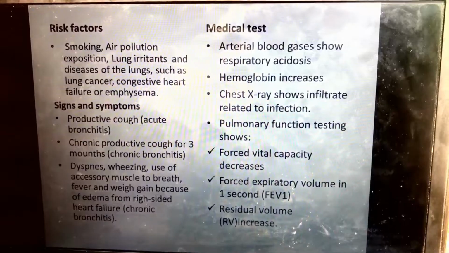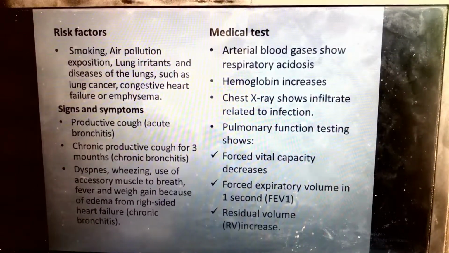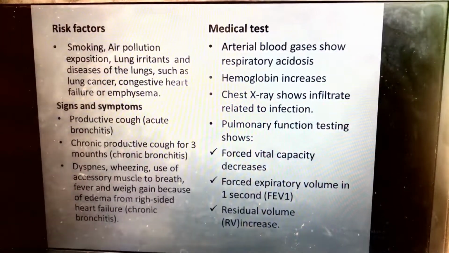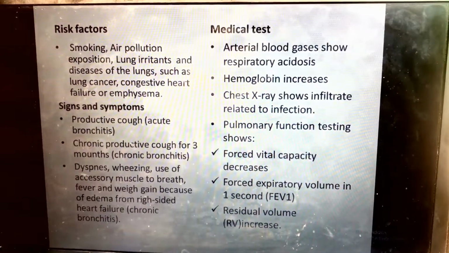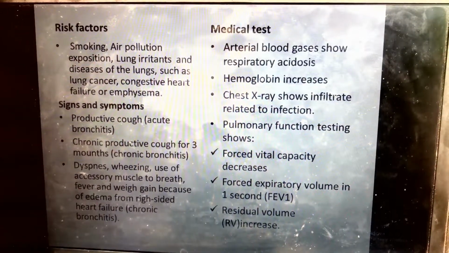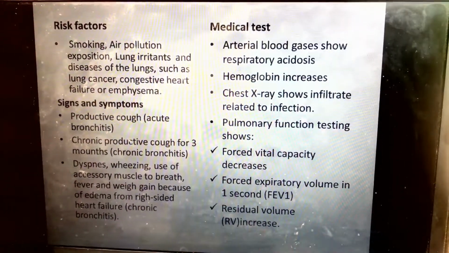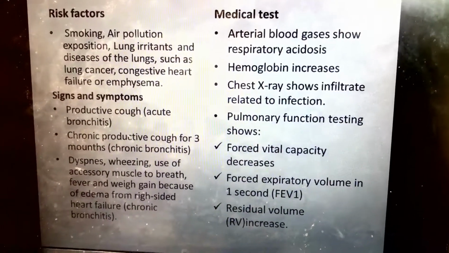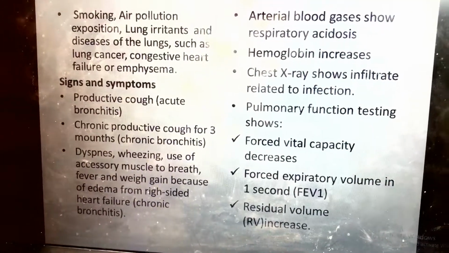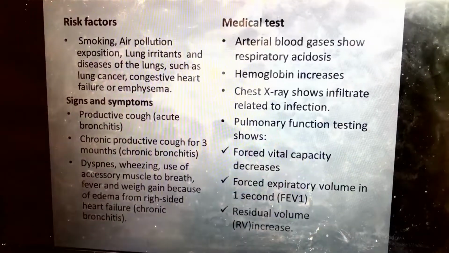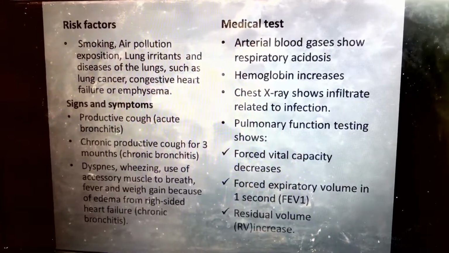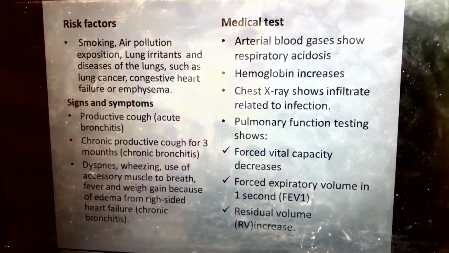What are the risk factors for bronchitis? Smoking is a major risk factor, but also air pollution exposure, lung irritants, and diseases of the lungs, such as lung cancer, congestive heart failure, or emphysema. What are the signs and symptoms of bronchitis? The typical sign is a productive cough for acute bronchitis, but for chronic bronchitis, cough for 3 months.